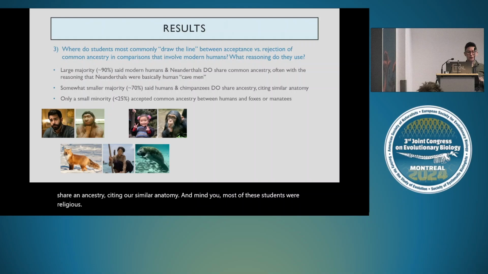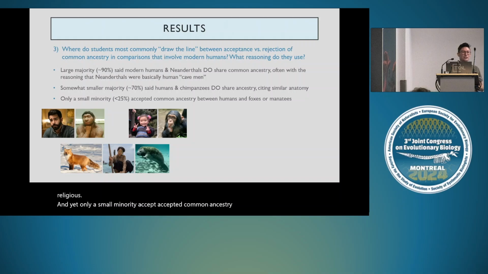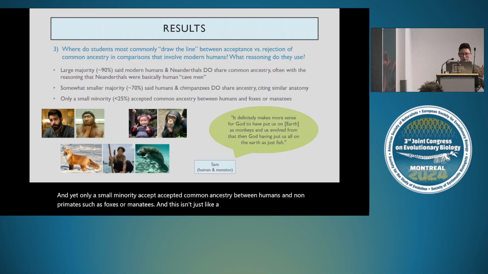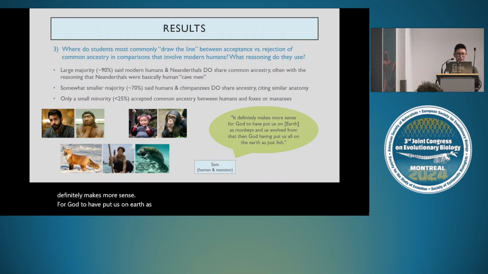And yet, only a small minority accepted common ancestry between humans and non-primates, such as foxes or manatees. And this isn't just a random quirk, because for example, one student, Sam, looked at a human and a manatee comparison and said, it definitely makes more sense for God to have put us on Earth as monkeys and us evolved from that than God having put us all on Earth as just fish. So that is a form of special creationism I had never seen before.